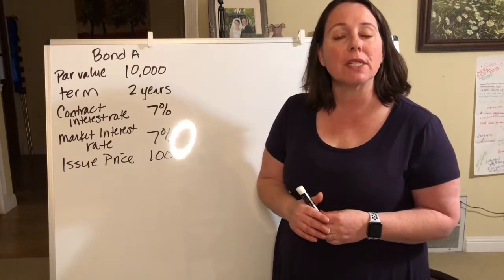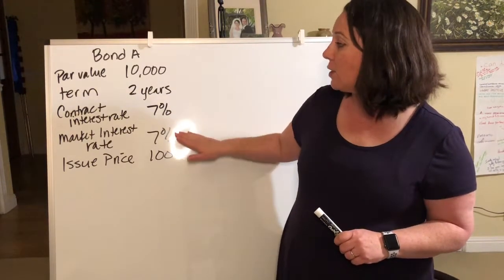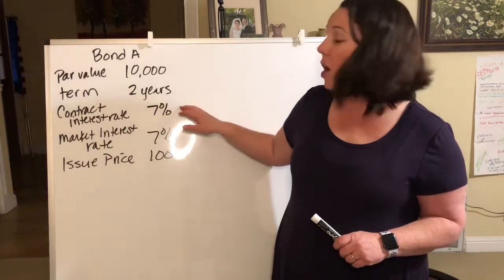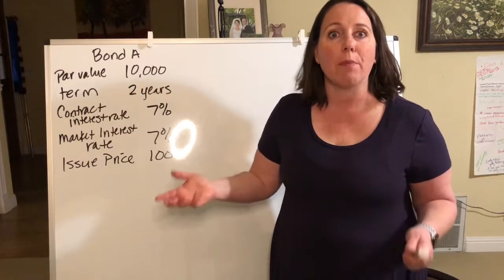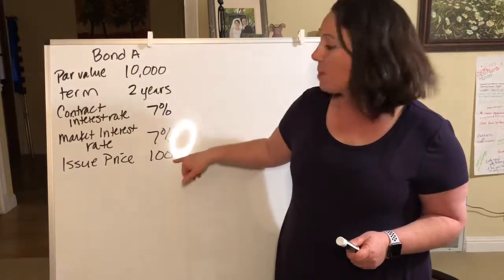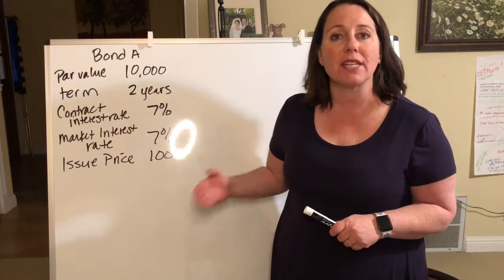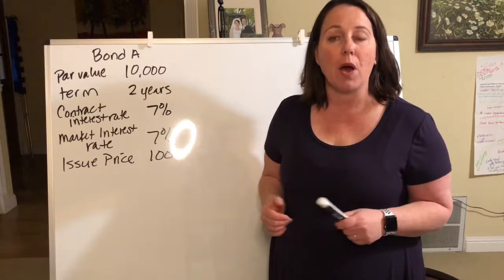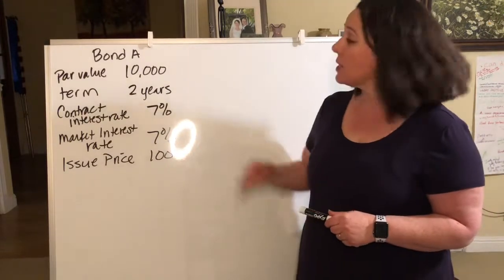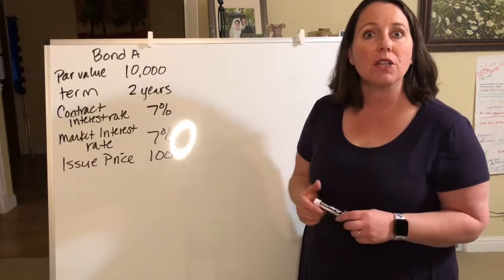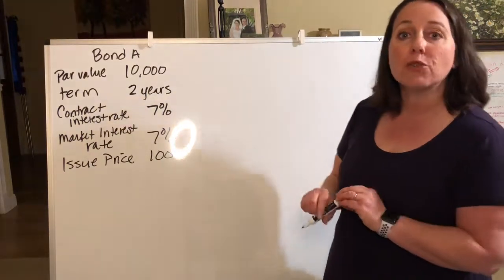This one I've determined is par value. Here's how I know. The contract rate equals the market interest rate. When the contract interest rate equals the market interest rate, we are going to sell this bond at par. Also, my issue price is 100% of par value. That's the second piece of information that tells me I'm going to sell this at par. Okay, so that means when I issue the bond, I'm actually selling it at par value of $10,000. No complicated calculations needed. So let's do our first journal entry at issuance.